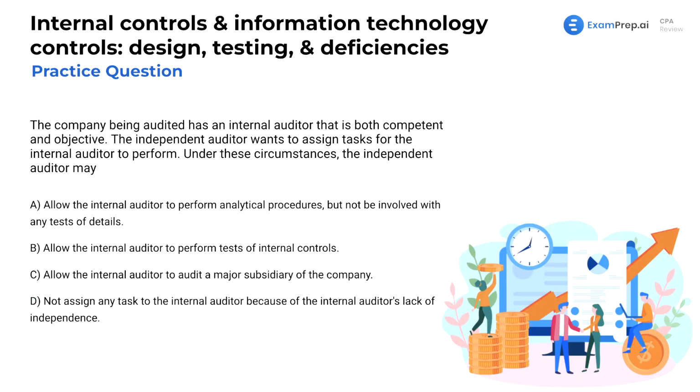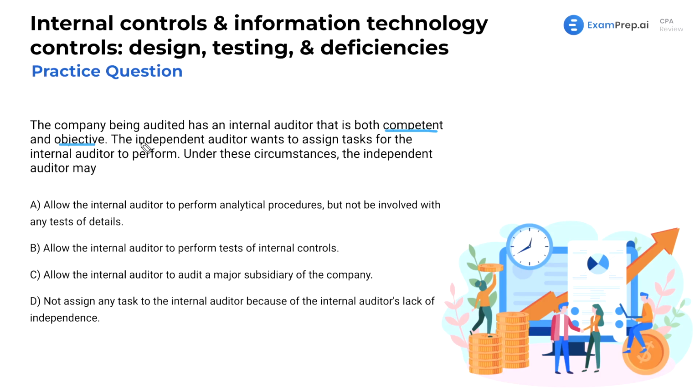Next up, the company being audited has an internal auditor that is both competent and objective. Awesome. Good for them. Wouldn't it be great if all of us were competent? The independent auditor wants to assign tasks for the internal auditor to perform. Okay, we've seen this situation before. Now, first off, this is great. We want them to be competent and objective. That's definitely awesome. Now, under these circumstances, the independent auditor may do what? Because if they weren't competent and objective, we wouldn't give them work to do.